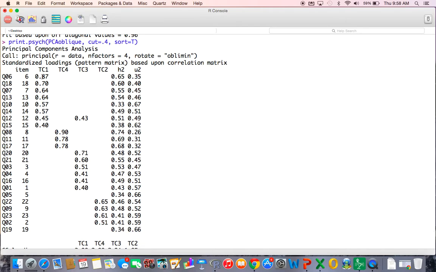I see 6 and 18 and 7 and 13 and 10 and 14 and 12. 12 actually loaded on a different component, this one. And so the oblique gave me a little difference in question 12. Questions 8, 11, 17 turned out to be the same. 20, 21, 3, 4, everything but question 12.